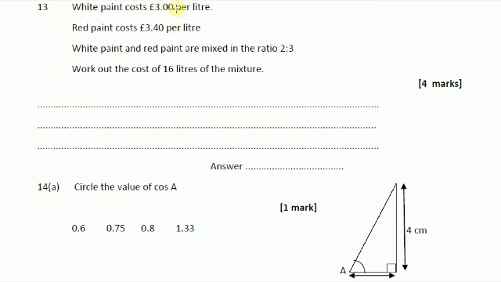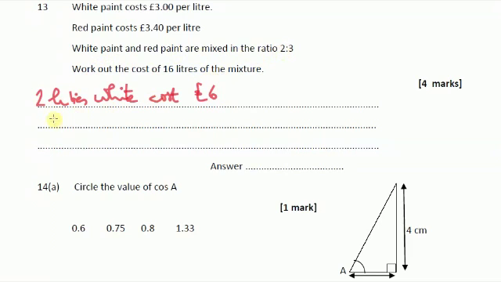Number 13, white paint costs £3 a litre. Red paint is £3.40 a litre. White paint and red paint are mixed in a ratio of 2 to 3. Work out the cost of 16 litres of the mixture. So, 2 litres of white paint will cost £3 per litre, so it's 2 litres, so it will be £6.